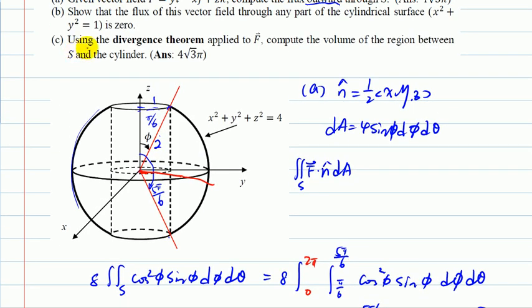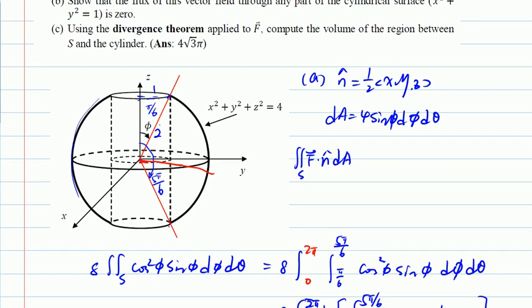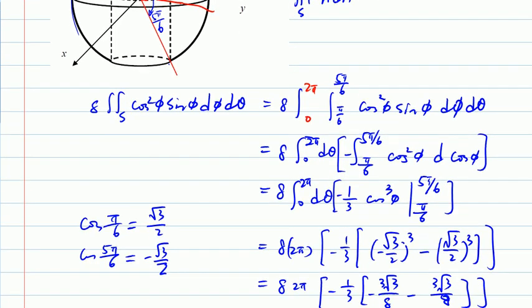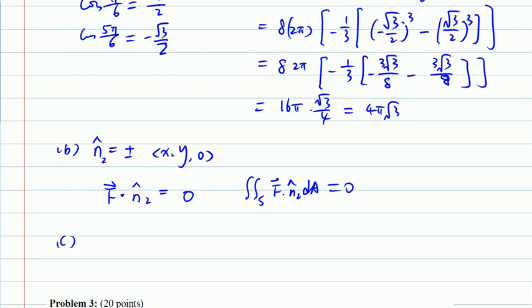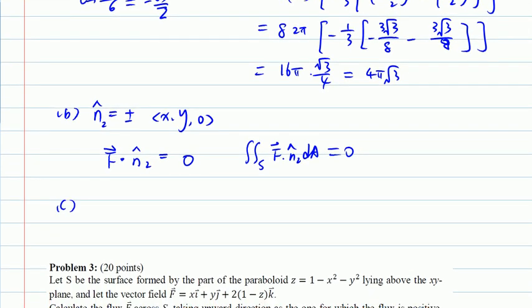Part C says use the divergence theorem applied to the vector field to compute the volume of the region between S and the cylinder. So what's the volume of the remainder of the apple, if the apple is being eaten by a worm right through this apple here? What's the remainder volume of the apple, basically? Let's take a look at the concept here, using the divergence theorem. Of course, we're going to learn that in the next lecture, but anyway, I'm going to put it here.